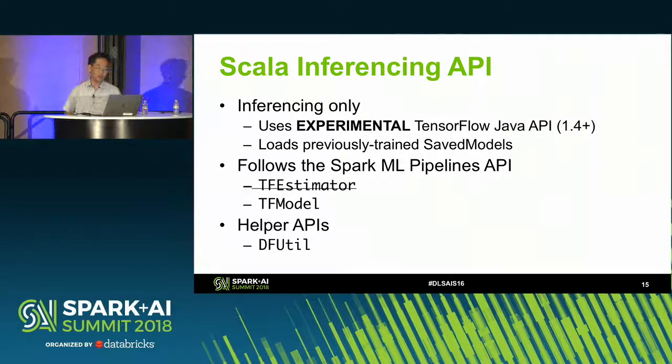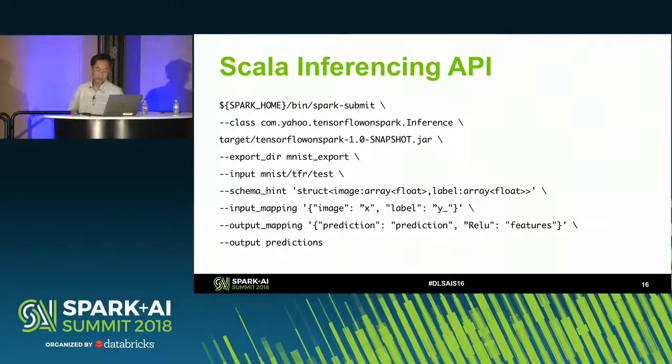The way that this API works, again, if you've exported a saved model to disk, we follow a similar pattern with the ML Pipelines API, except this time there is no TF estimator. You don't get to train in Scala, but you can do inferencing. So this TF model, you point it at your saved model on disk, and you can do many of the same things. And we provide a similar DFUtil here.